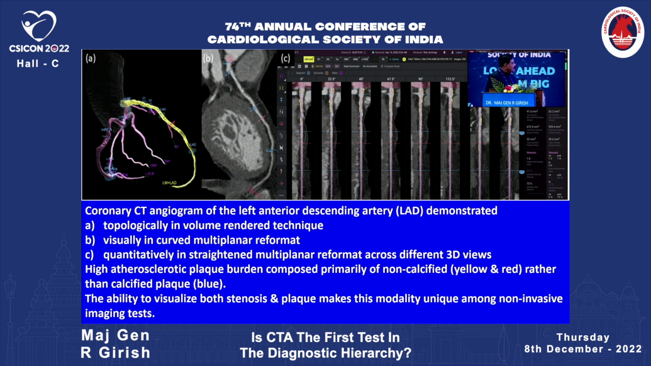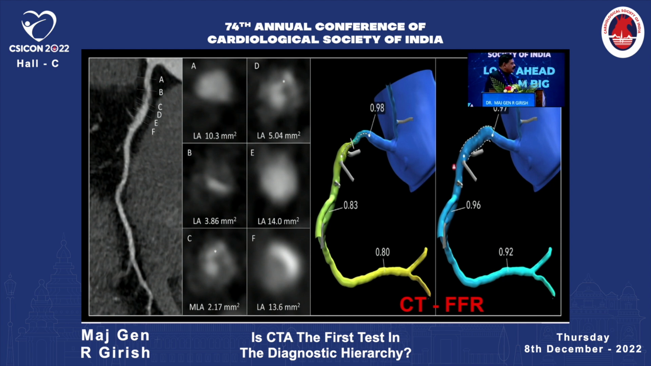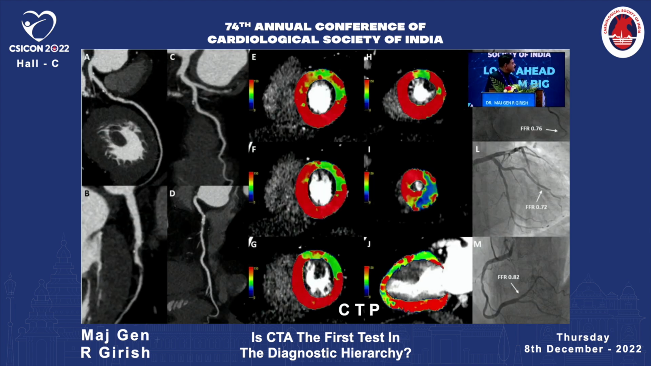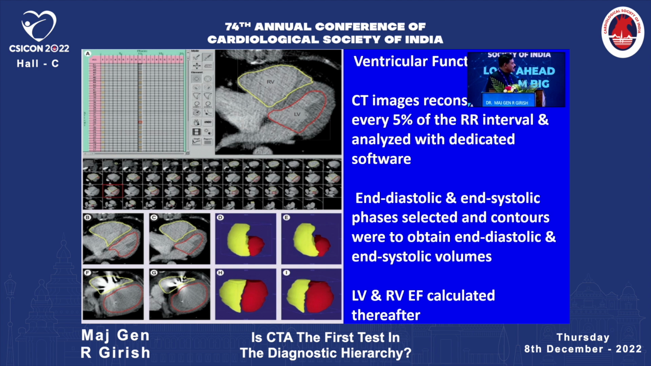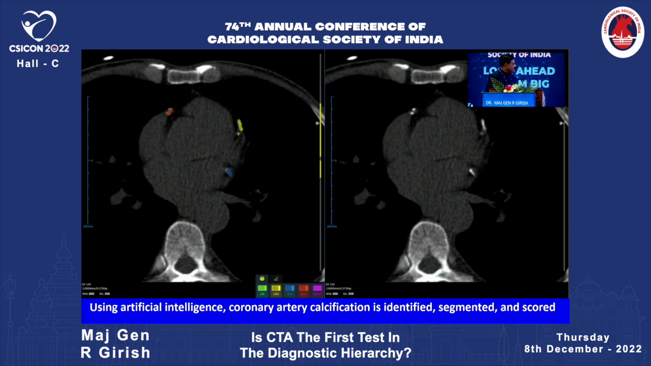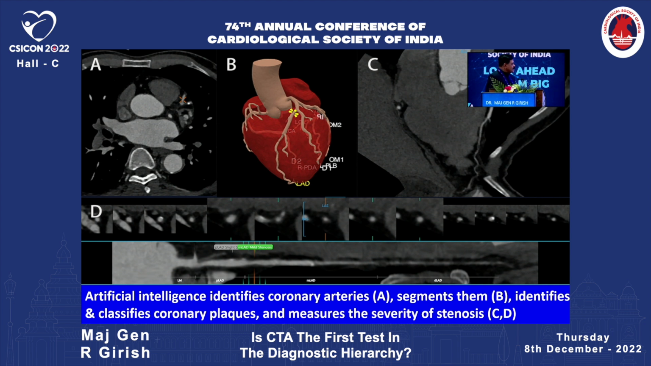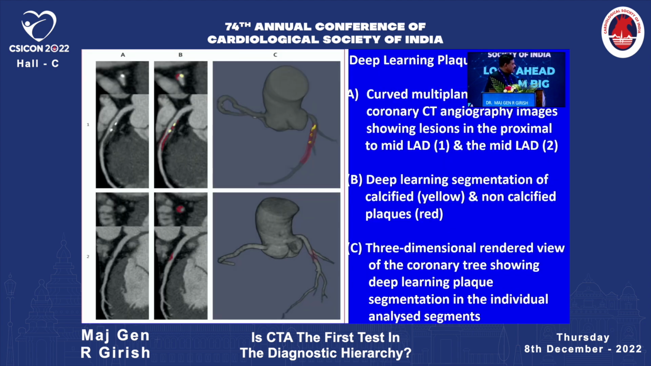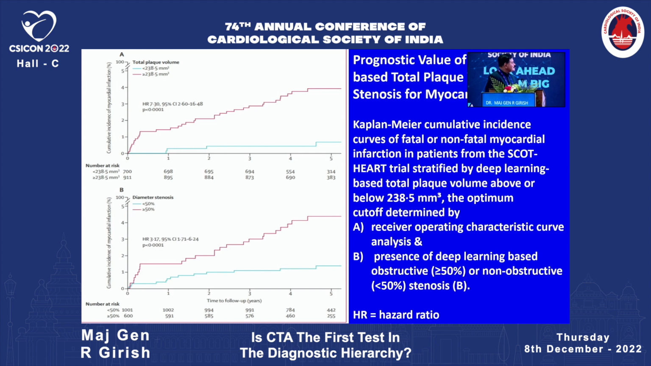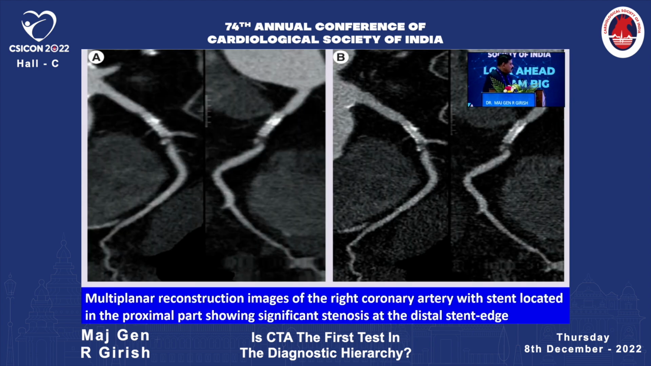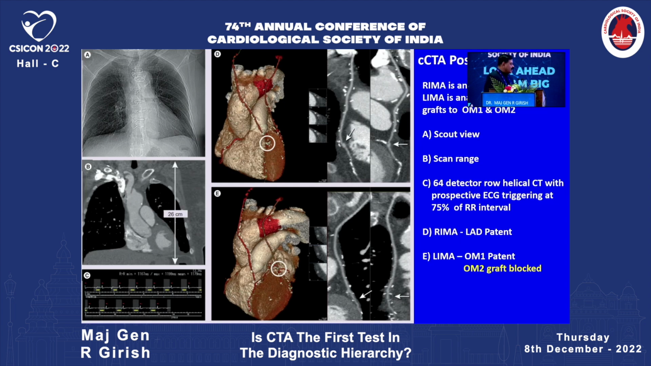Multi-formatted display of coronary atherosclerosis, value-added iterations like CT-FFR and CT perfusion, ventricular function analysis. Of late, artificial intelligence, deep learning, and machine learning have also been incorporated in the characterization of not only calcium but also coronary artery disease, the plaques, and segmentation, besides prognostication based on total plaque volume and diameter stenosis. It elegantly demonstrates in-stent and in-segment restenosis as well as blocked grafts.